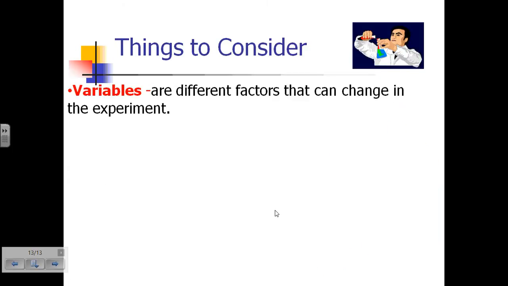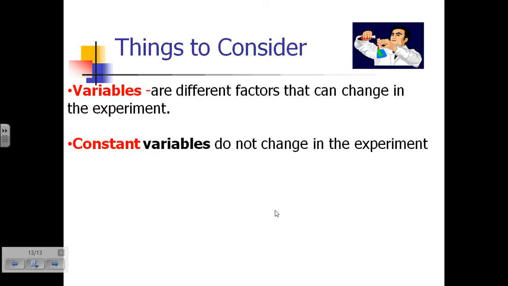Now, the other thing that you want to consider are these things called variables. When you're doing an experiment, you're always testing variables, and they are different factors that change in an experiment. If you wanted to design an experiment to test which brand of gum has the most amount of sugar in it, you would have to test different types of gum. Those different types of gums would represent your variables.